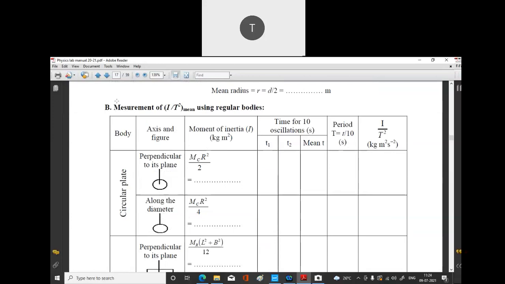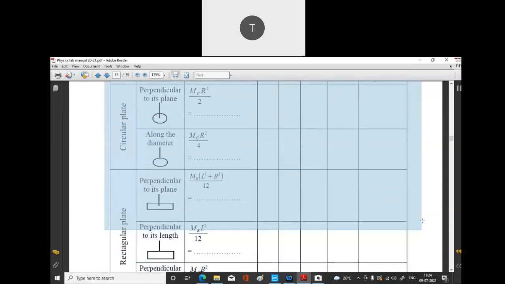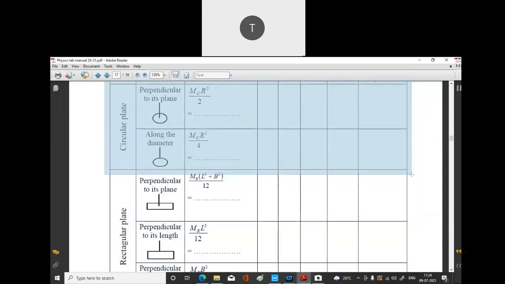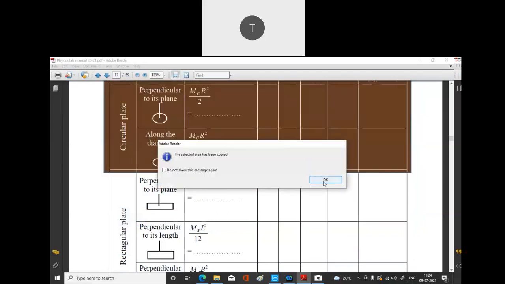In this case, you have to find the moment of inertia. You can get it, because you found the mass, radius, length and breadth, so you can use the formula and find it. We are not going to go into detail, but the main objective is mainly to find the moment of inertia, or the time period.